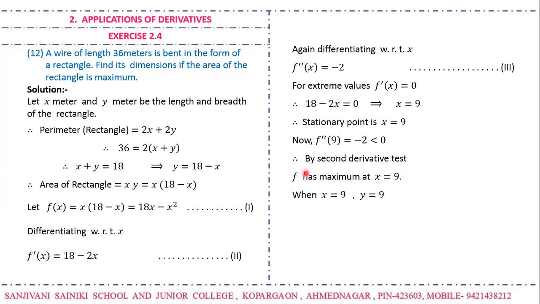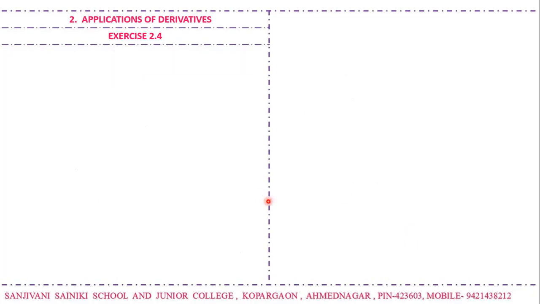So what will be the other value, y? y is 18 minus x. So put x is equal to 9, you get 18 minus 9 is 9. So the area of the rectangle is maximum when the length is equal to 9 and breadth is equal to 9. That means it is clear that the area of the rectangle is maximum if and only if it is a square. Length is 9, breadth is 9. That means it is a square.